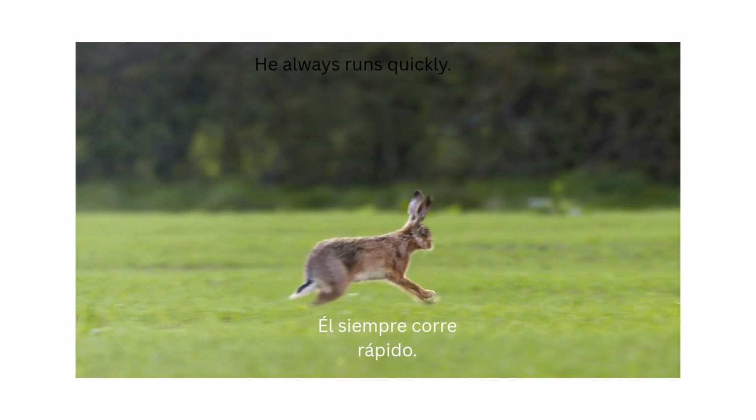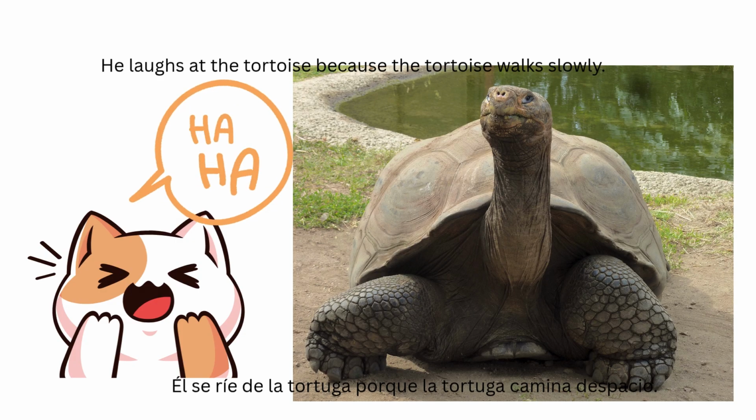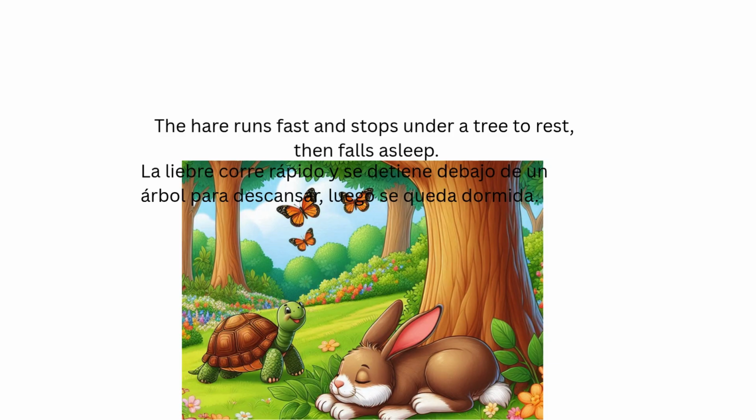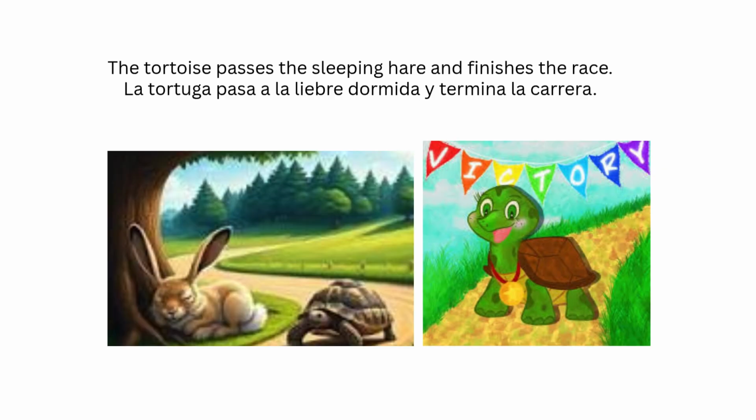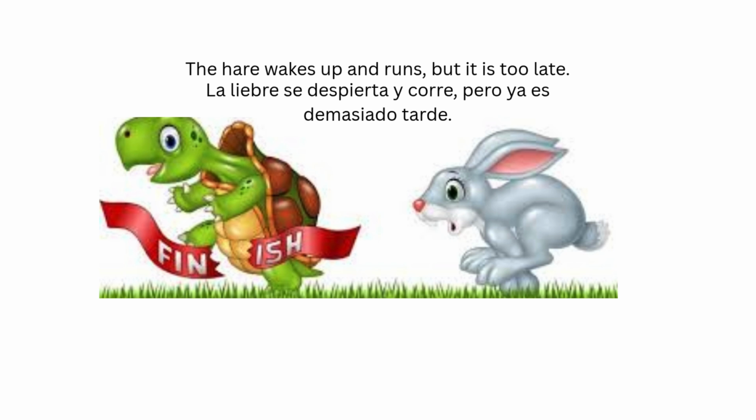There is a fast hare. He always runs quickly. He laughs at the tortoise because the tortoise walks slowly. One day, they have a race. The hare runs fast and stops under a tree to rest, then falls asleep. The tortoise walks slowly, but he never stops. The tortoise passes the sleeping hare and finishes the race. The hare wakes up and runs, but it is too late.